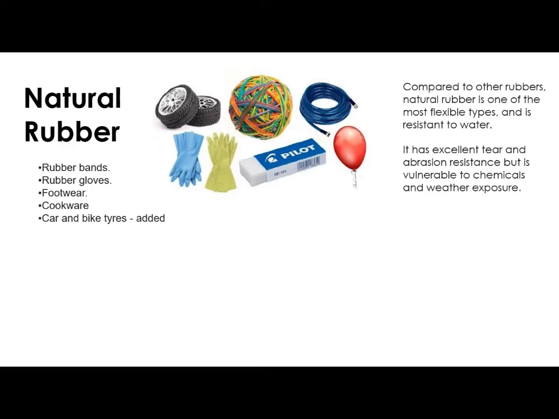What I mean by tear is that it doesn't easily pull apart, but it's quite vulnerable to chemicals and weather exposure. So quite often other rubber products will have additives added to them to help them not break down when they're being used with chemicals. So natural rubber, used for things like rubber bands and rubber gloves, comes from a natural source, which is obviously better for the environment, but it does have slight vulnerability to chemicals and weather, like sunlight, all those different types of things.